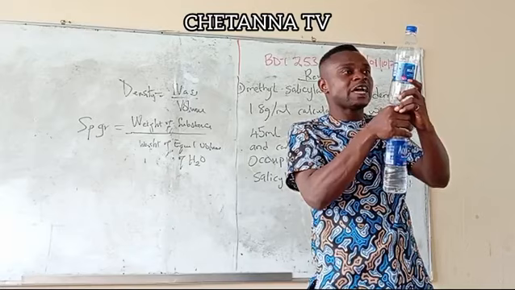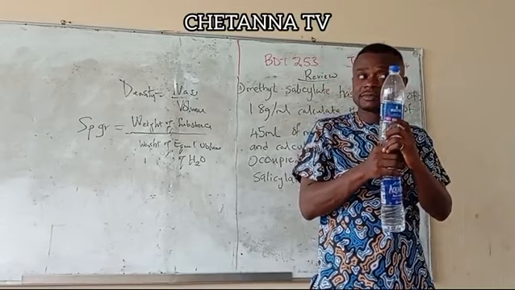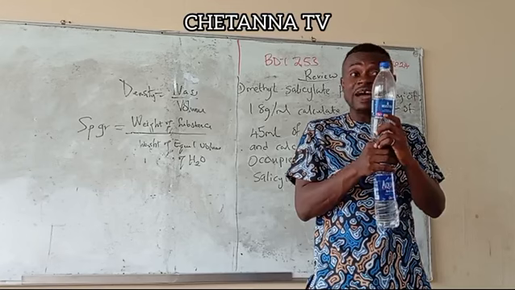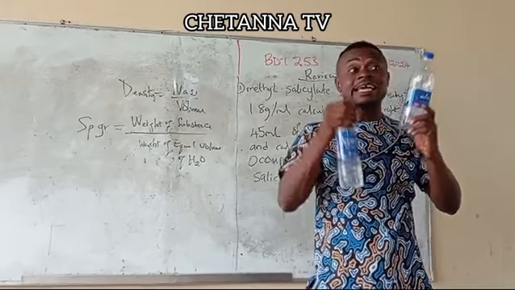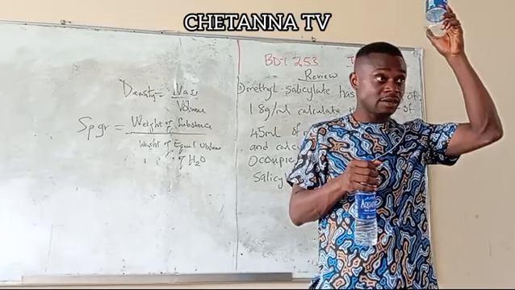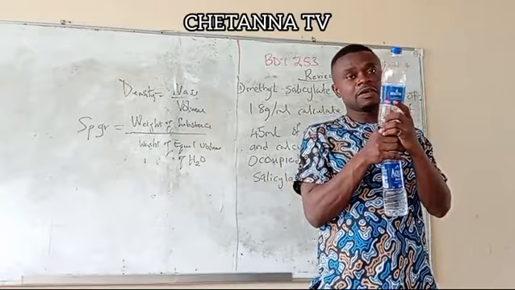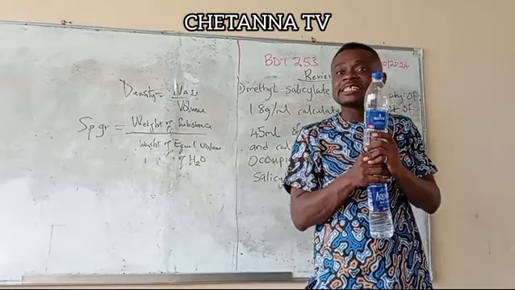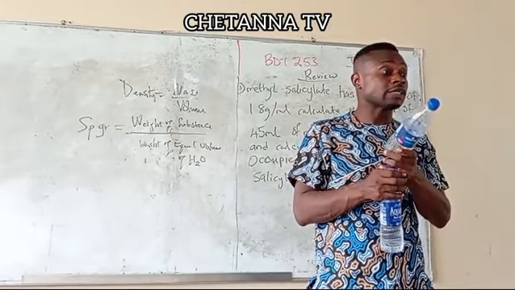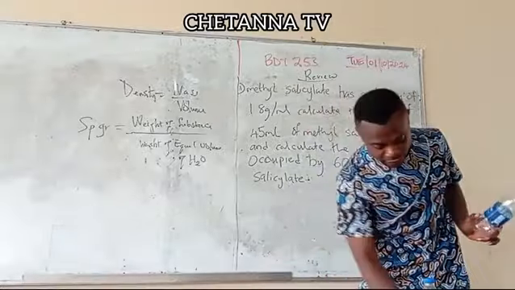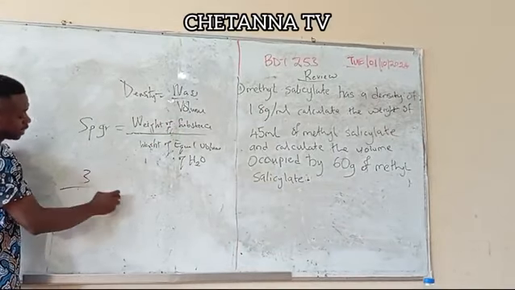Now, if you compare the two of them, sand and water, and you get a value that is less than 1 when you divide them, what it means is that water is heavier than this sand. Am I communicating? But if you divide them and you get a specific gravity that is greater than 1, it means that this substance is heavier than water.